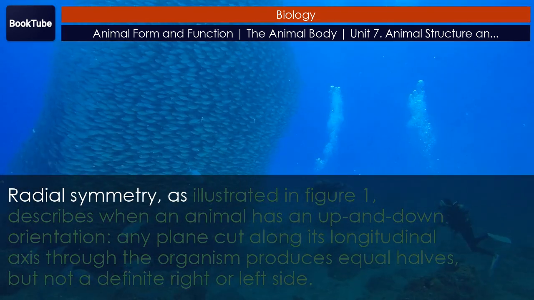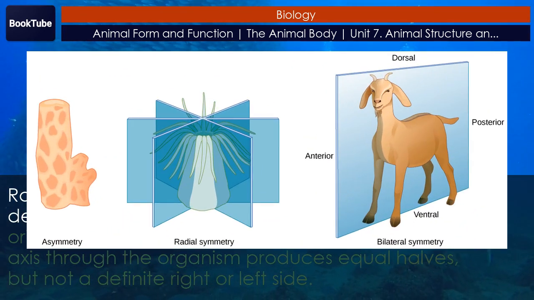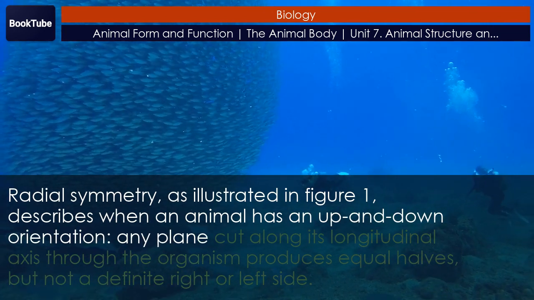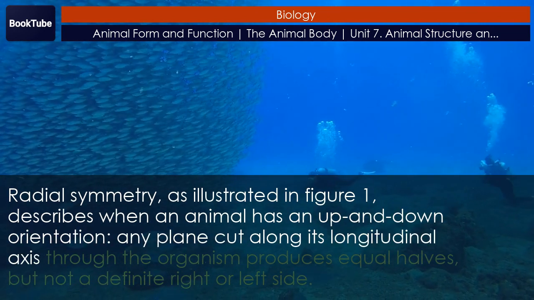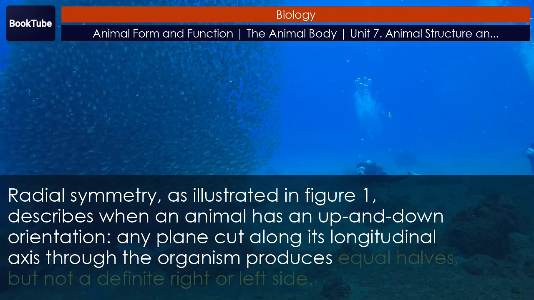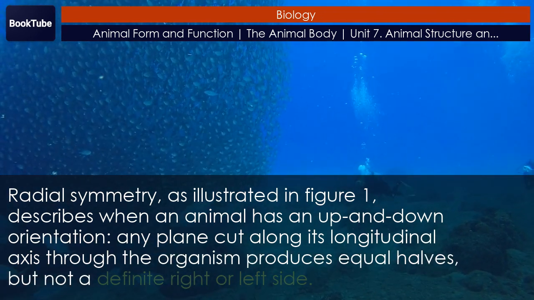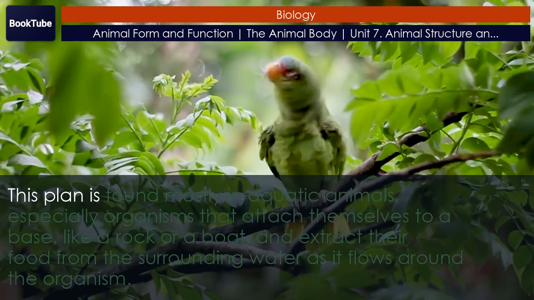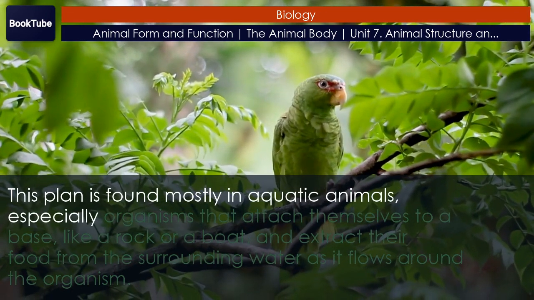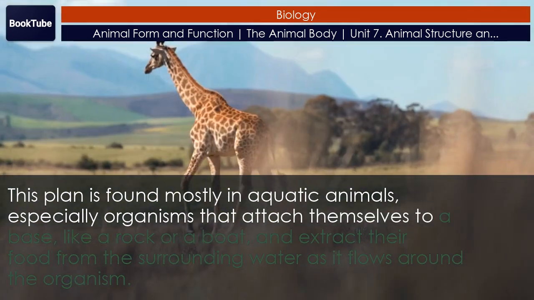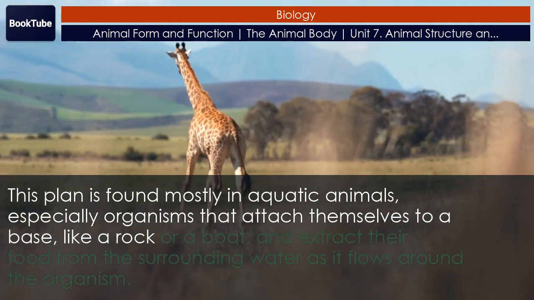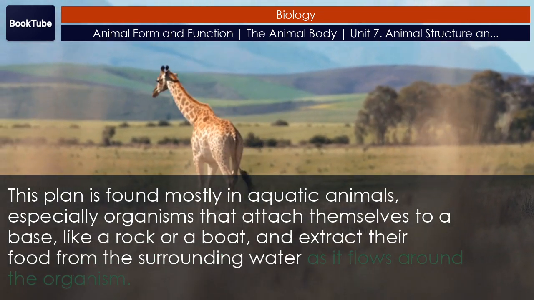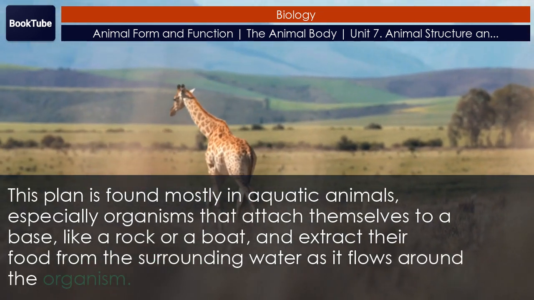Radial symmetry, as illustrated in Figure 1, describes when an animal has an up and down orientation. Any plane cut along its longitudinal axis through the organism produces equal halves, but not a definite right or left side. This plan is found mostly in aquatic animals, especially organisms that attach themselves to a base, like a rock or a boat, and extract their food from the surrounding water as it flows around the organism.